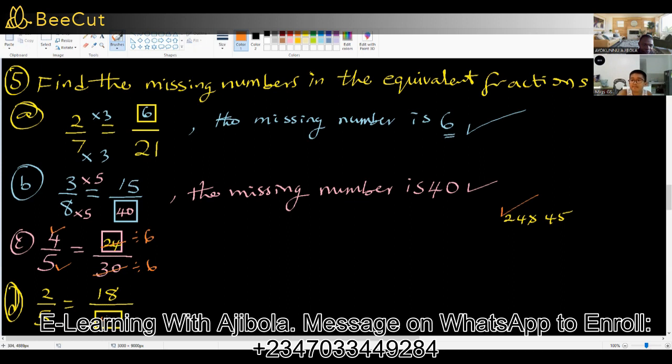Now, 45. If we put 45 here, how can I get 2 over 5? If I divide this by 9, I get 2. And if I divide this by 9, I get 5. So that's a very good one, okay? Thank you. Yeah, there is another way to do this.